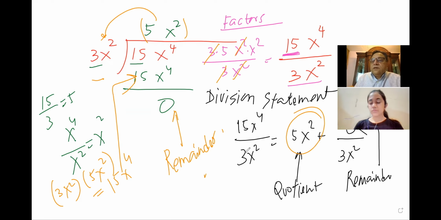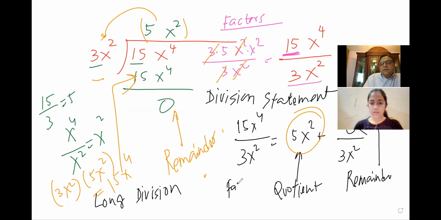So what I have shown here is two different ways of dividing. One is called long division, and this is using factors. Is that clear? Now let's move on and take more examples.